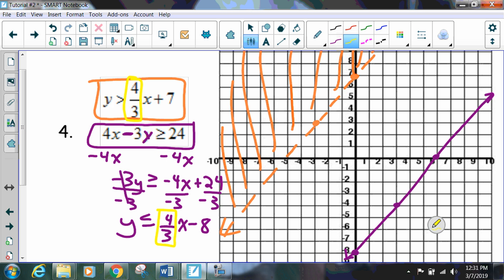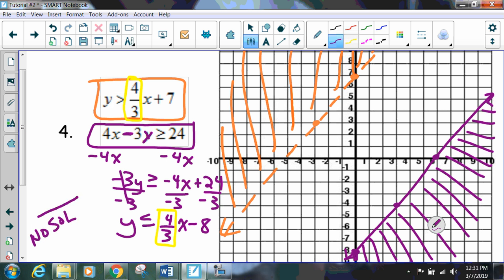So let's go back to shading. Y is less than or equal to. So less than, if I go to my y-intercept, the numbers that are less than negative 8 are down. So we're going to shade down. And when we do that, do we have any overlap? No, none at all. So graphically, we can just see looking at the picture, there's no overlap. We could also write no solution, but our graph really tells us that there's no solution. We see that there's no overlap.